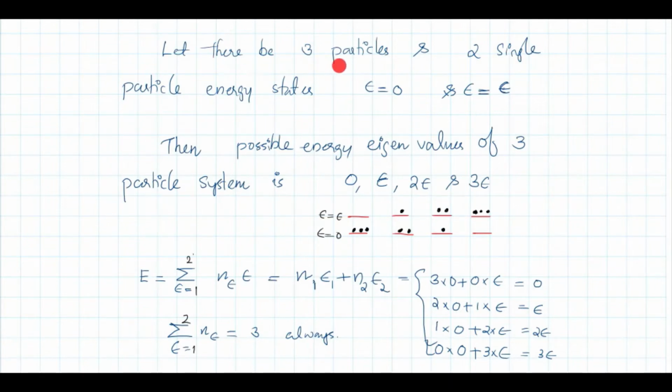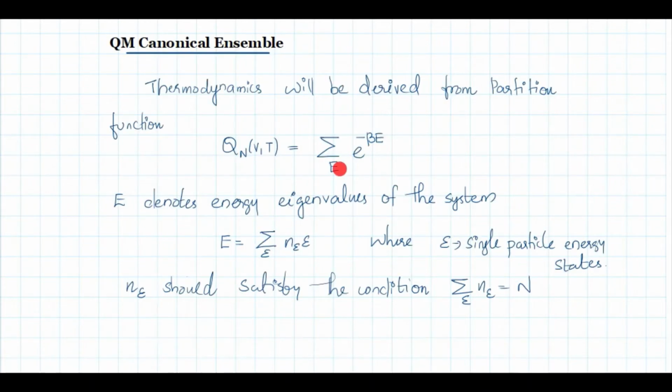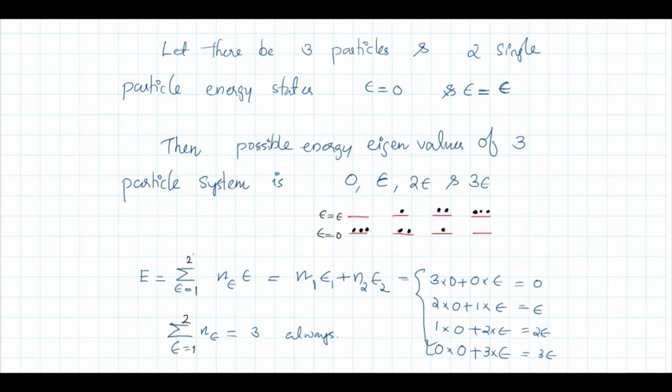Suppose there are three particles and two single particle energy states. Okay, consider a system having two single particle energy states with energy 0 and epsilon. If there is only one particle, then the energy eigenvalues will be either 0 or epsilon. But the system has now three particles. Then the possible energy eigenvalues of the system will be 0, epsilon, 2 epsilon, and 3 epsilon. So while calculating this N-particle partition function, the summation should be over 0, epsilon, 2 epsilon, and 3 epsilon. Okay, that is the total energies possible for this three particle system.